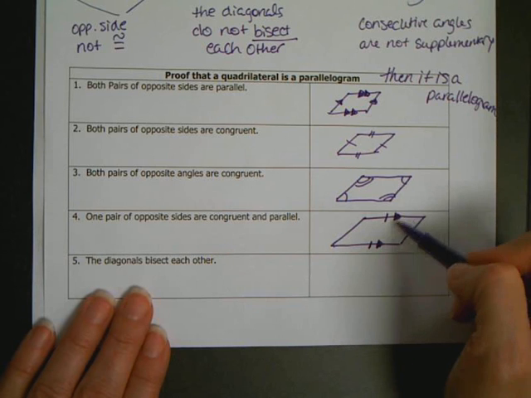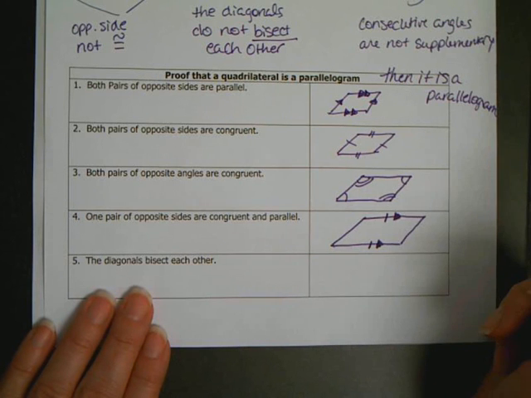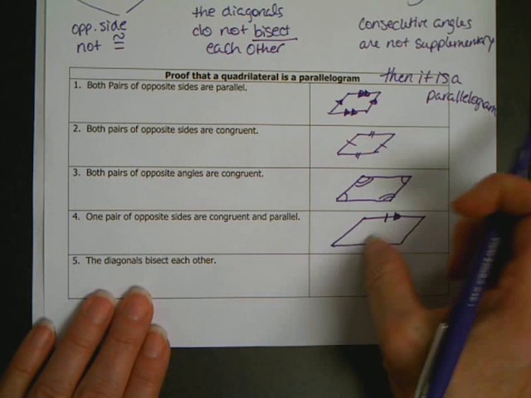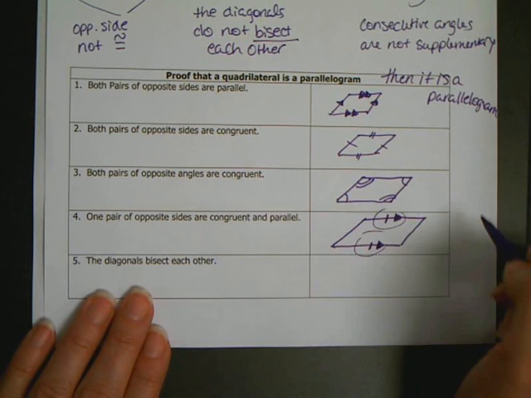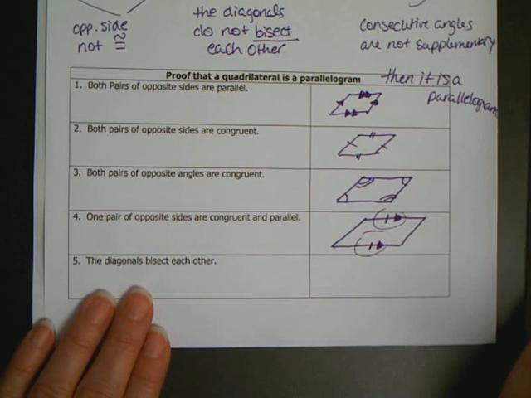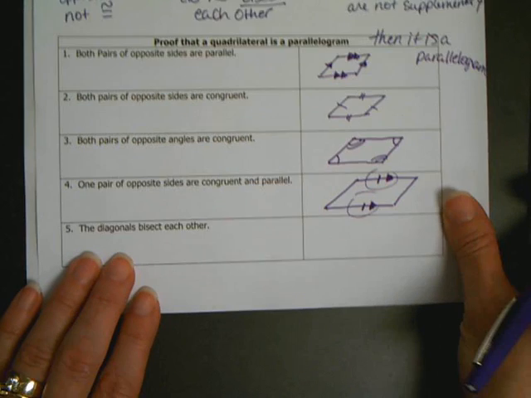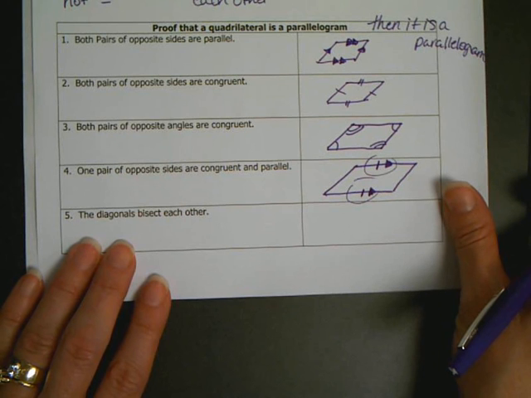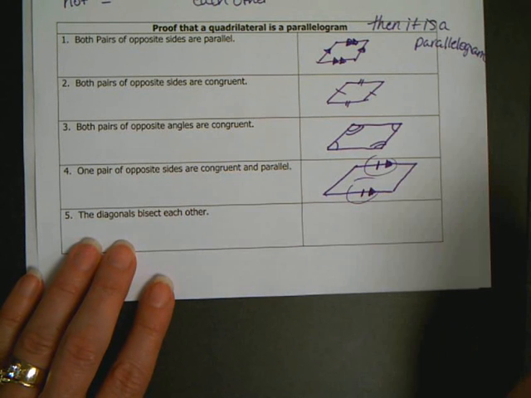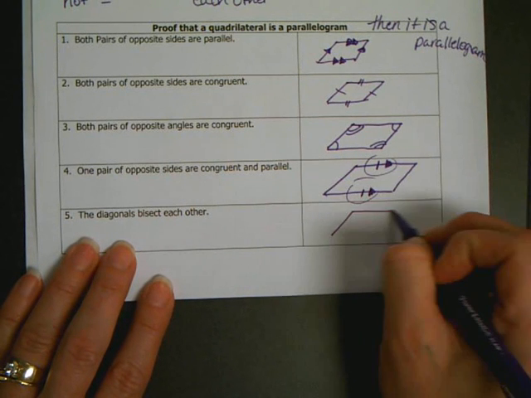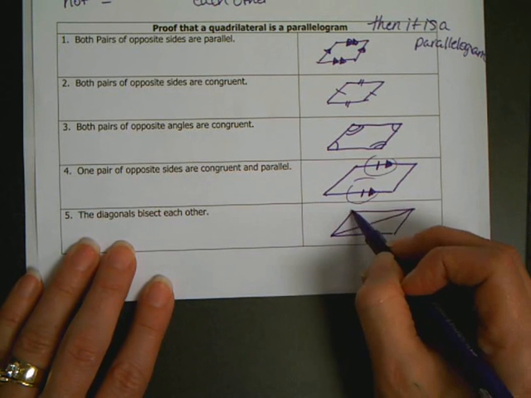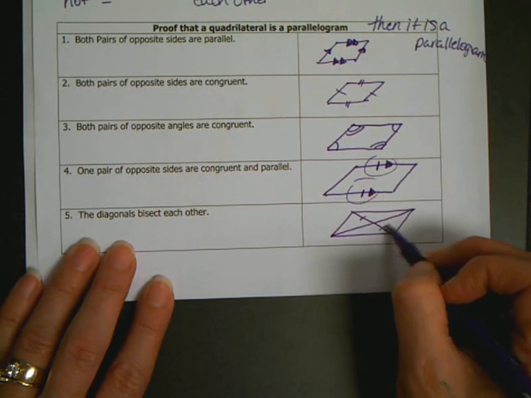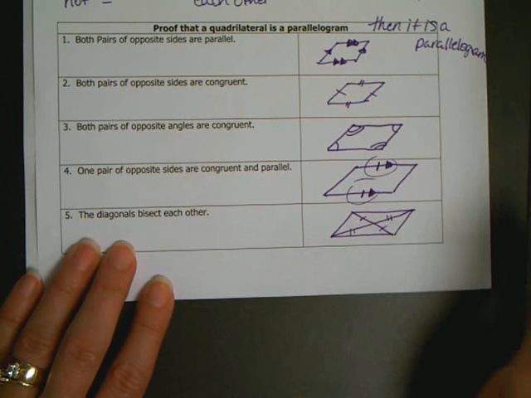Now, if you just know that they're parallel, you can't say it's a parallelogram. Or if you just know that they're congruent, you can't make that statement. But if you know both of these are true, then you can go ahead and say it's a parallelogram and know that all the other characteristics of a parallelogram apply. And then number 5, if the diagonals bisect each other, then it is a parallelogram.